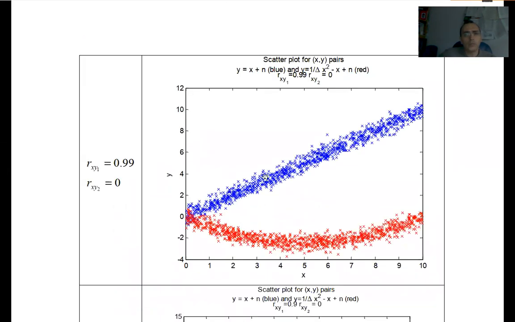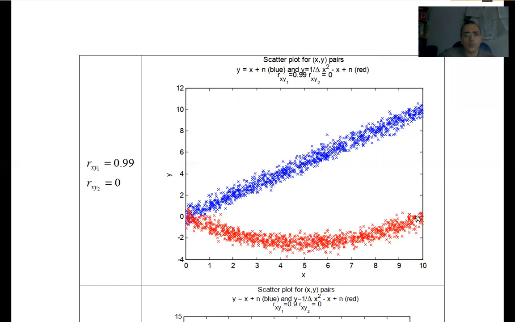Now, in this plot, there are two scatter plots. The blue one is as before: y is equal to x plus n, where x is uniformly distributed from 0 to 10. The noise n is adjusted such that in the blue one the correlation coefficient is 0.99, like in the earlier cases. So I am adding the same amount of noise to the other, non-linearly related random variable. Y is equal to, as you see, a non-linear relation plus noise. So obviously there is the same amount of deviation.